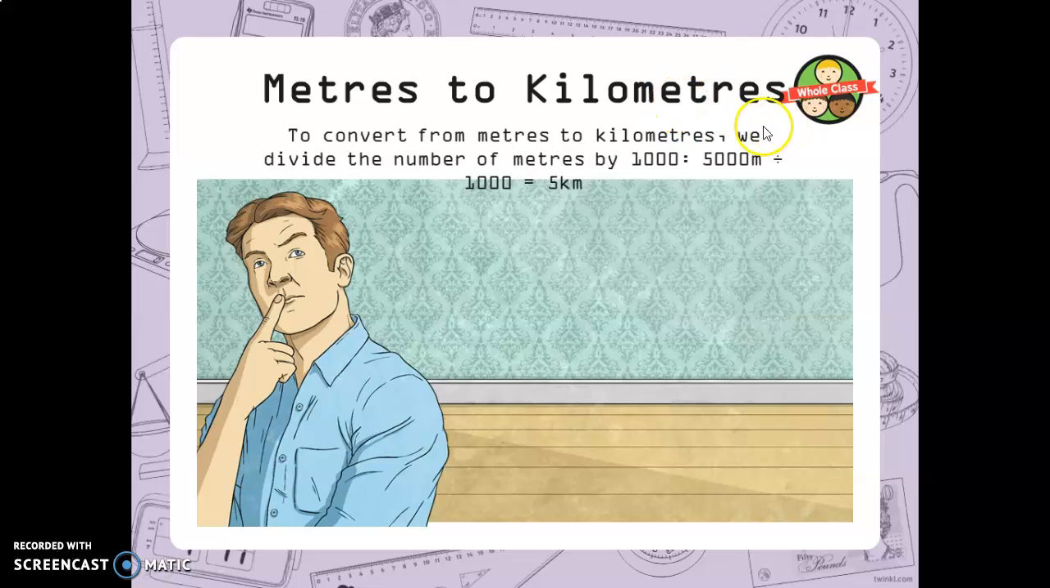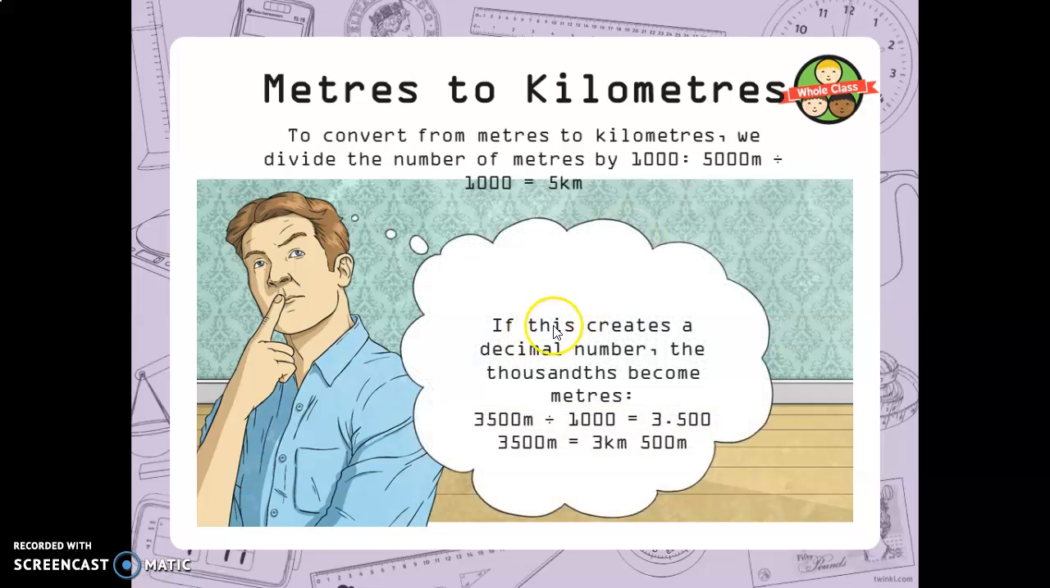Meters to kilometers. So, to convert from meters to kilometers, we divide the number of meters by 1,000. That means 5,000 meters divided by 1,000 equals 5 kilometers. If this creates a decimal number, the thousands become meters. So 3,500 meters divided by 1,000 is the same as 3 kilometers and 500 meters, which is 3.5.